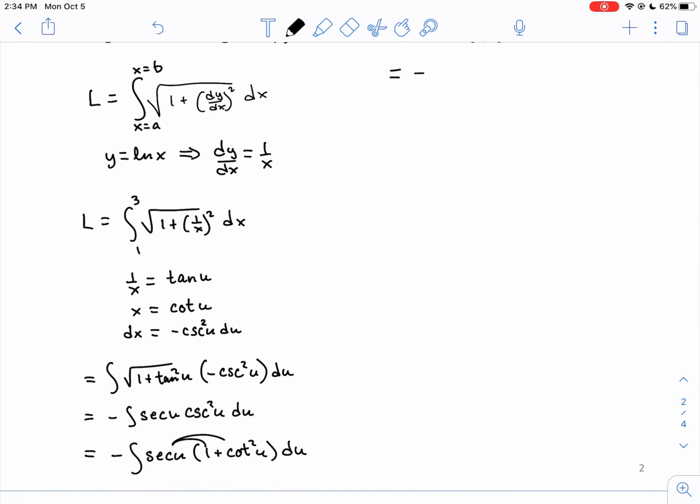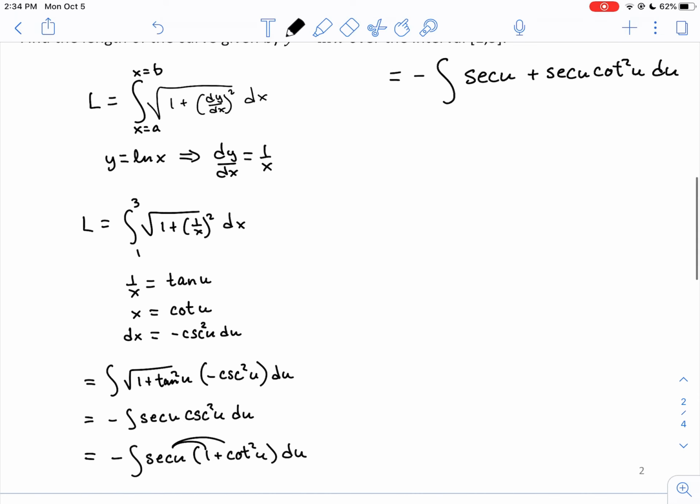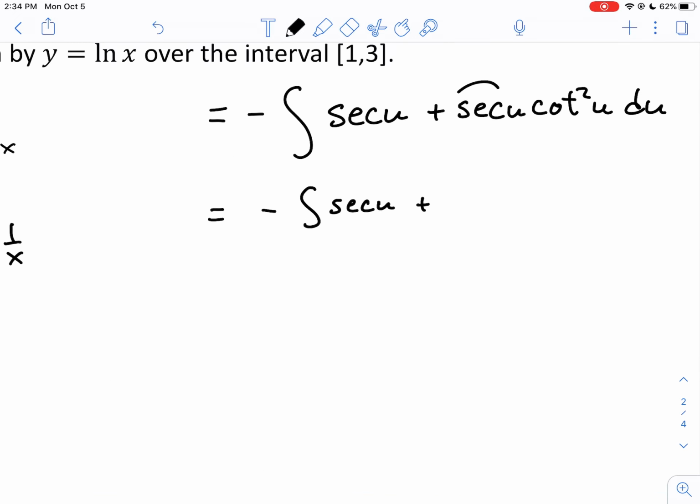So we have a negative integral of just secant u plus secant u cotangent squared u of du. Now this antiderivative I know, that's memorized. This one I'm going to change the sines and cosines and see how it simplifies. This is a 1 over cosine, this is a cosine squared over sine squared. So looks like we're going to get a cancellation of some cosine, so 1 cosine will be left up top and you'll have a sine squared left in the denominator.